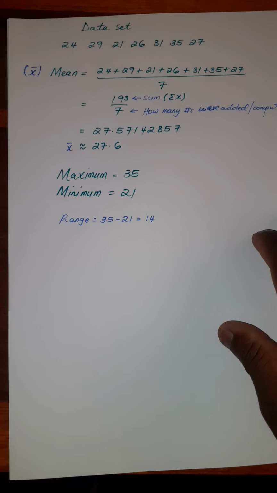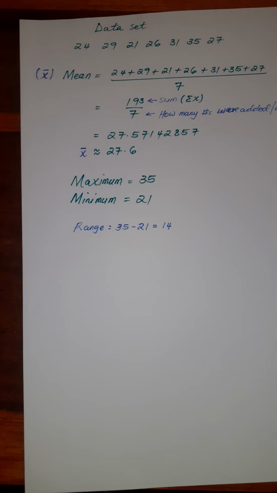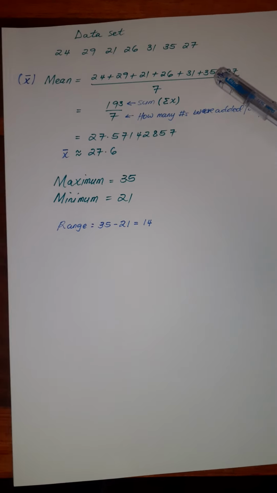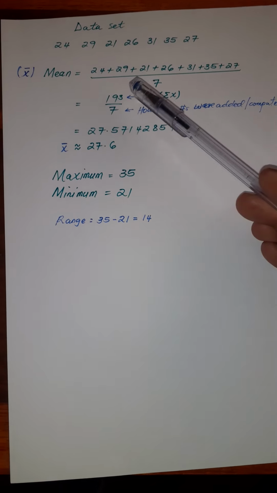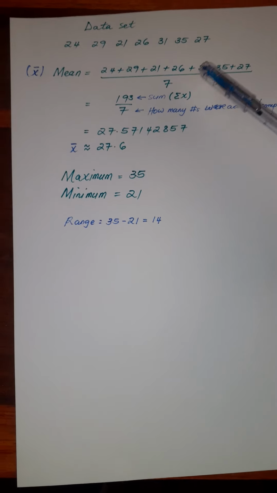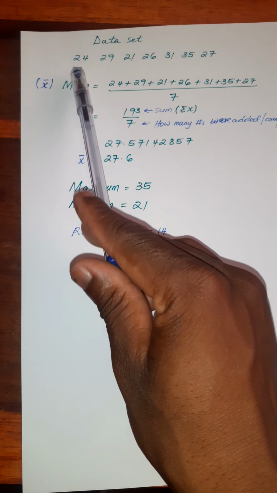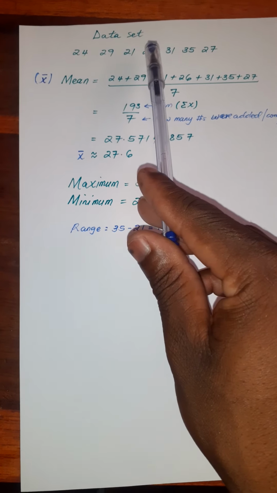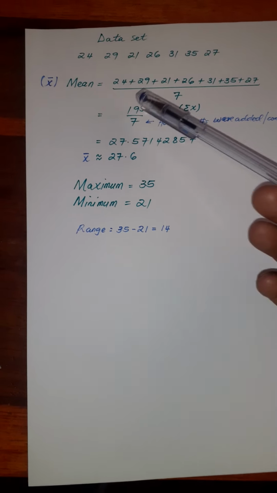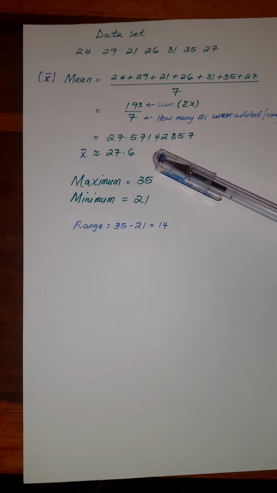Now, when we have a data set like the one that we have here, you can get the mean by adding all the numbers, and then you divide by 7. You just have to count how many numbers we have: 1, 2, 3, 4, 5, 6, 7. You divide the sum by 7, and you get the mean.